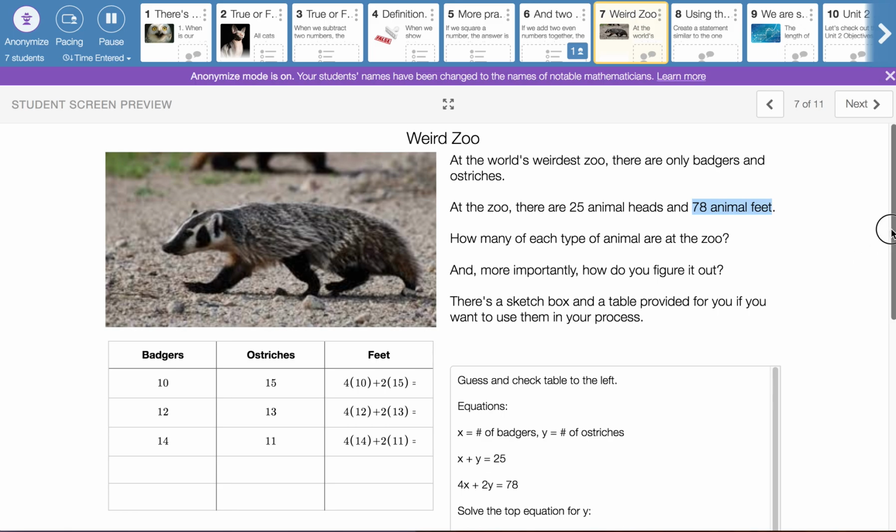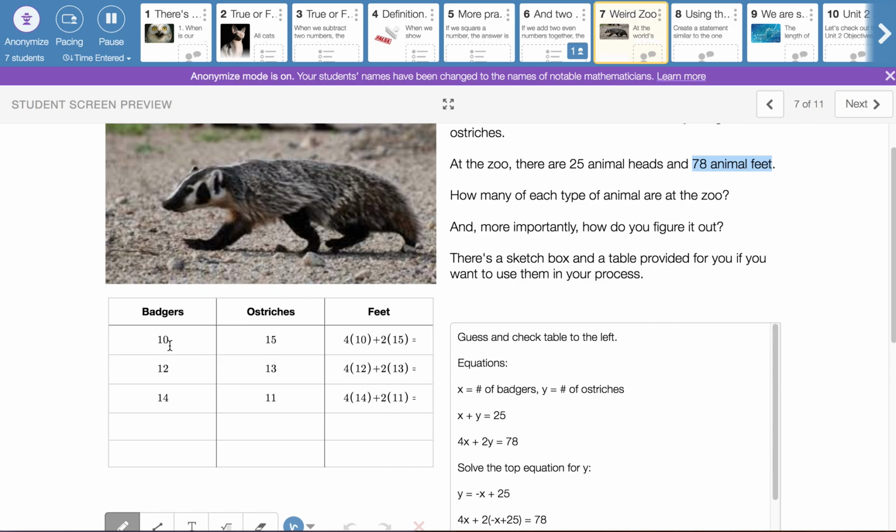There's a couple different ways to do this. I've started a guess and check table over here on the left. And so if there are going to be 25 animals in the zoo, I just kind of started in the middle.